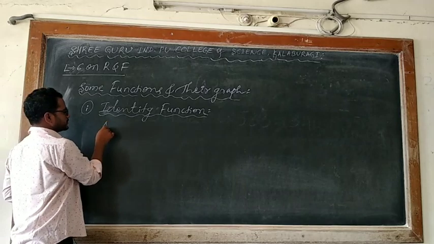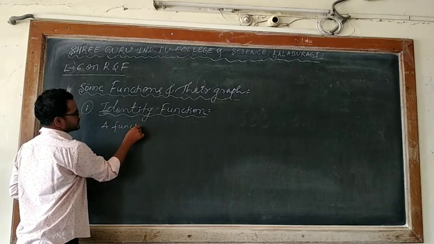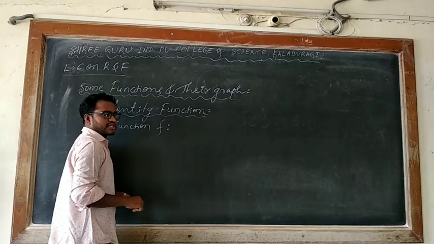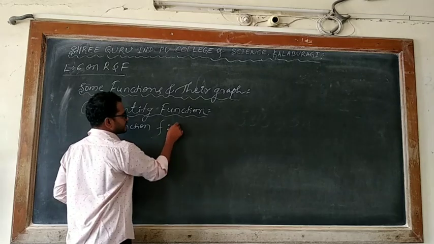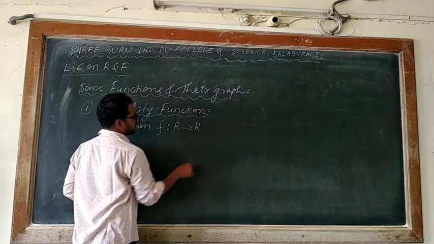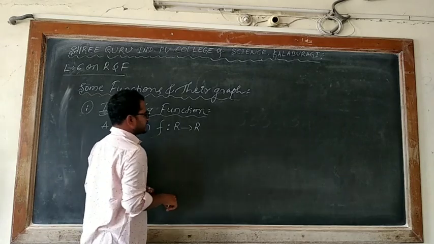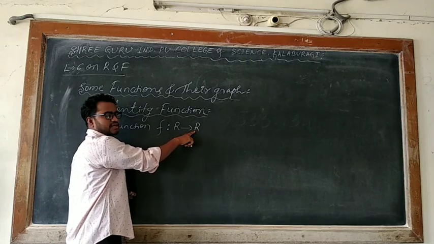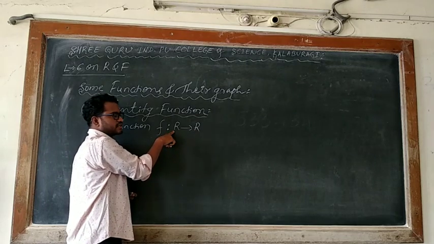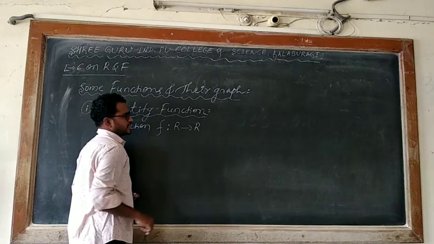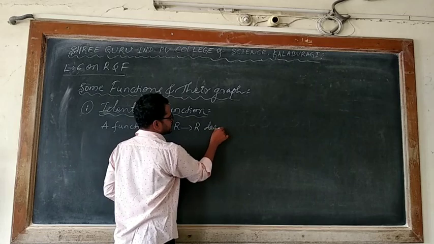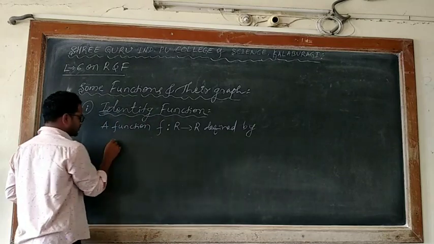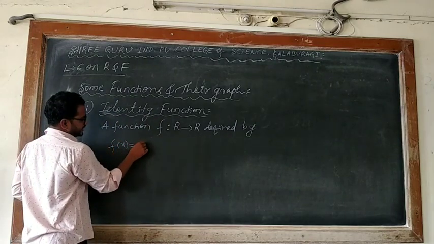A function f from A to B, we know the notation of the function. Here I am taking real number to real number. A function f from real numbers to real numbers. The first set is the domain and the second set is the codomain. This function is defined from real numbers to real numbers, defined by f of x is equal to x.